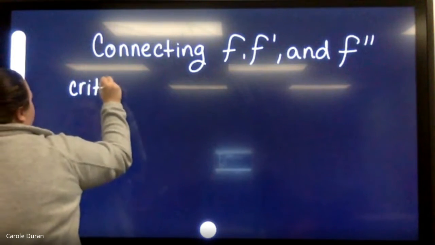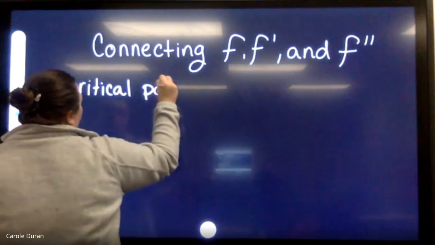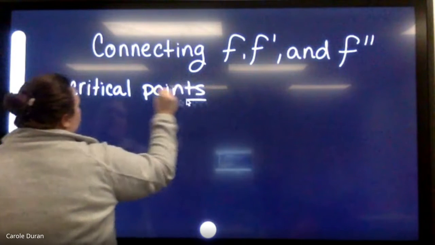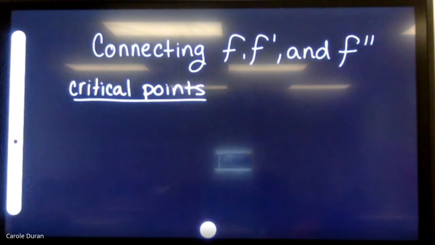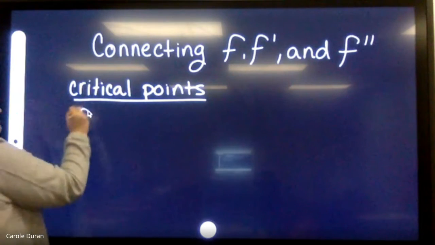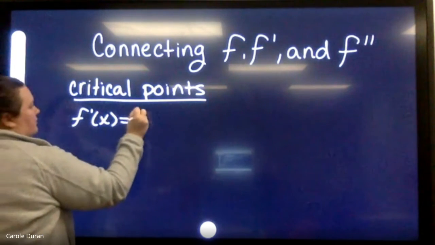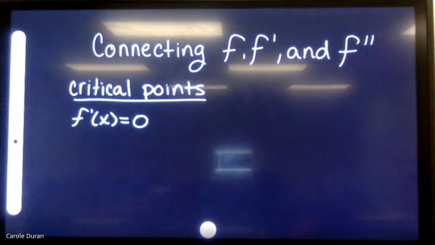So we have already identified how to find our critical points, correct? And we've already talked about what critical points are. What are they? Where the slope is 0, where the first derivative equals 0. It could also be where our first derivative is what? Undefined.